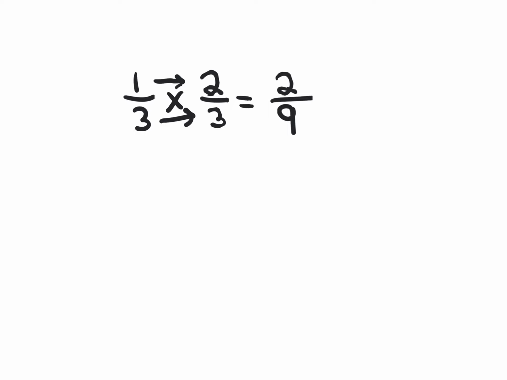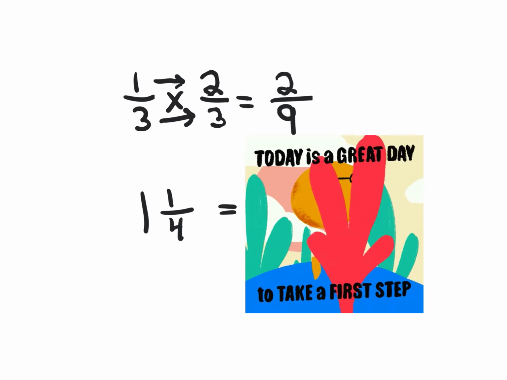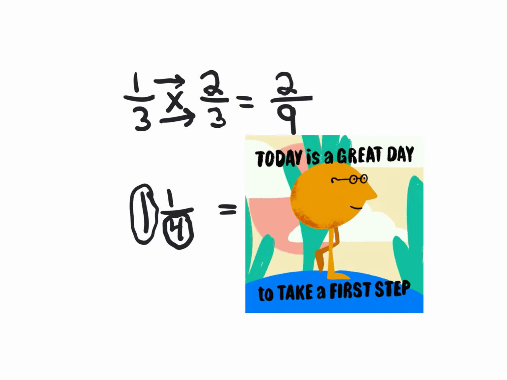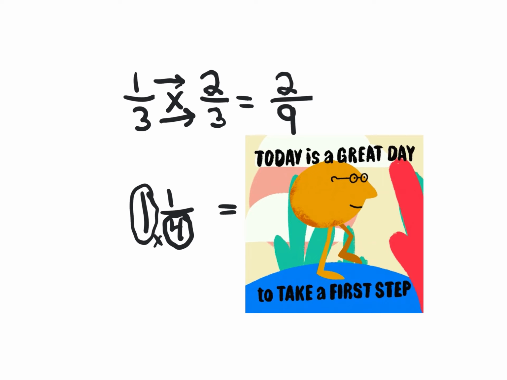Now let's review, what do we do to turn a mixed number into an improper fraction? So let's try 1 1/4. Well, to turn this into an improper fraction, what do you think the first step is? We're going to take our whole number and multiply it by our denominator. So copy this in your notebook.